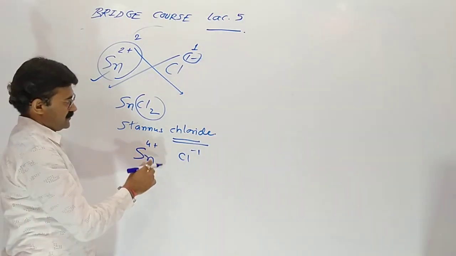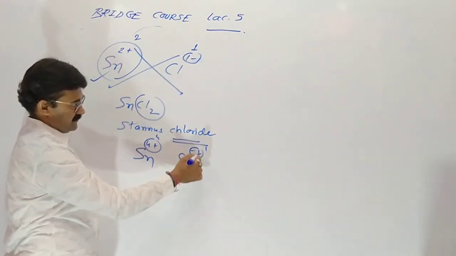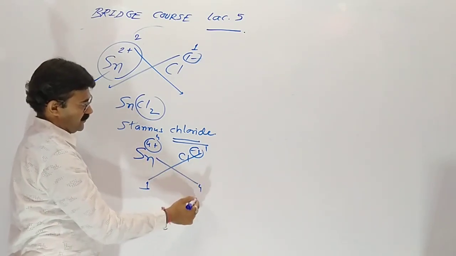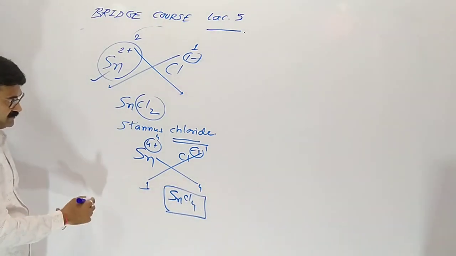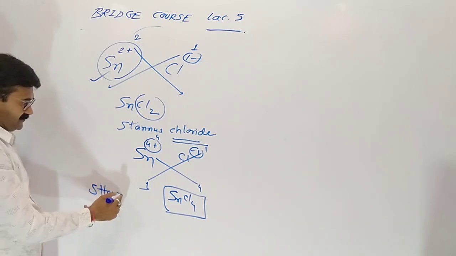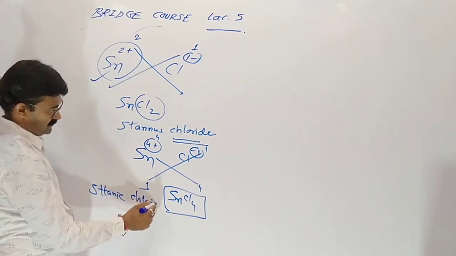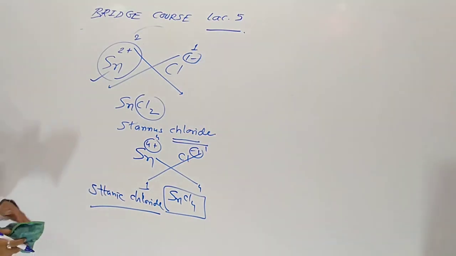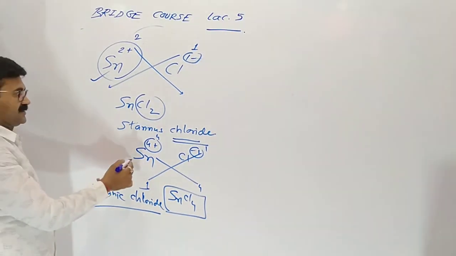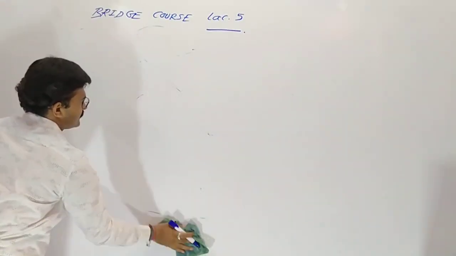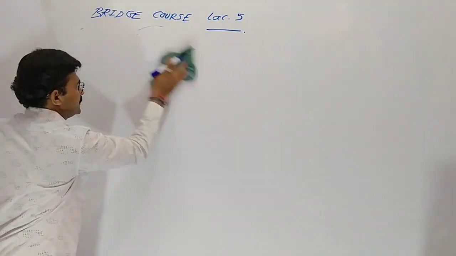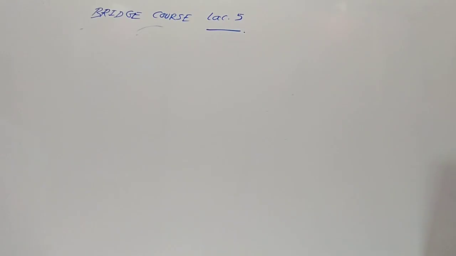Sometimes Sn plus 4 and Cl minus 1. So here 4 and here 1. Multiply 1 to Sn and 4 to chloride. So SnCl4, this is stannic chloride. Stannous chloride and stannic chloride. Why? Sn plus 4 is stannic. Understood? Now we are going to our new trick, balancing of chemical equations.